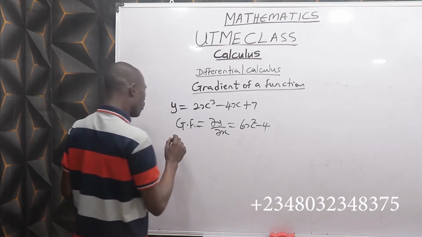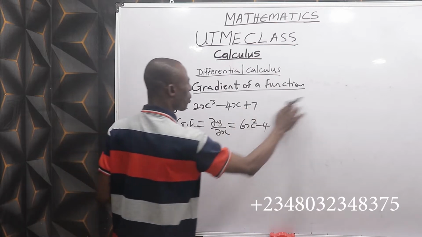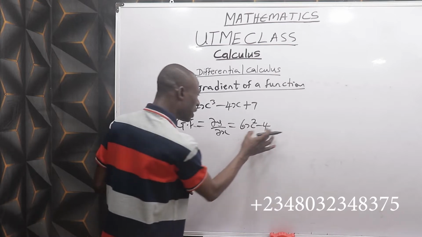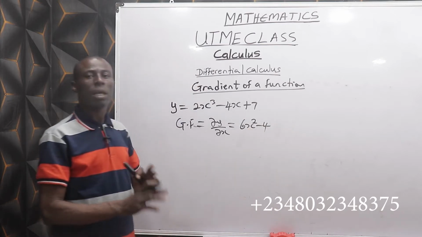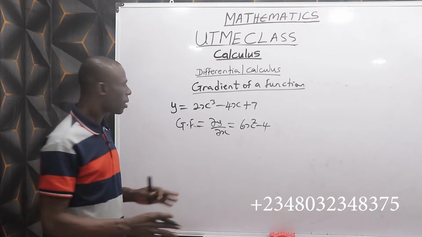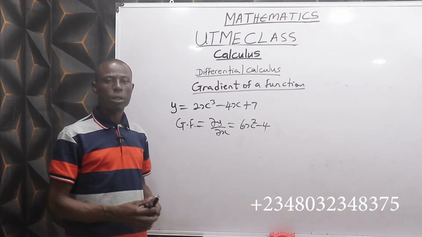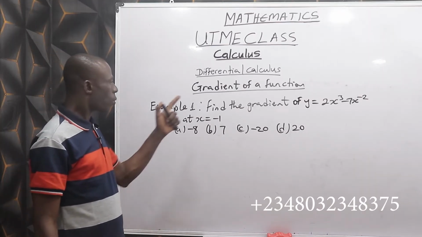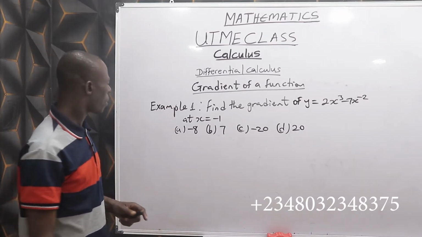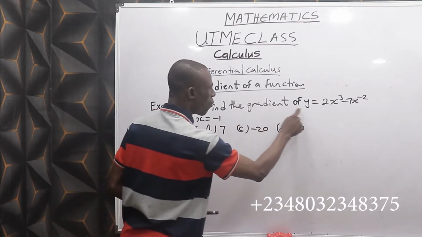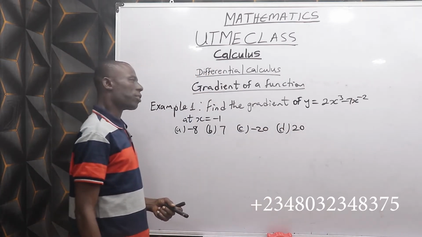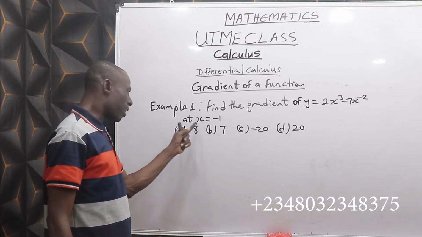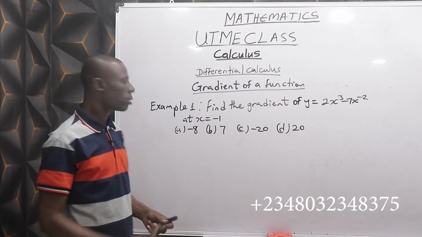Therefore, if we are to find the gradient at a particular point of x, we slot that value of x into this gradient function to obtain our gradient. Do you understand? Let's take an example from the UTME past question. Example 1 for gradient of a function: find the gradient of y equals 2x raised to the power 3 minus 7x raised to the power minus 2 at x equals minus 1.